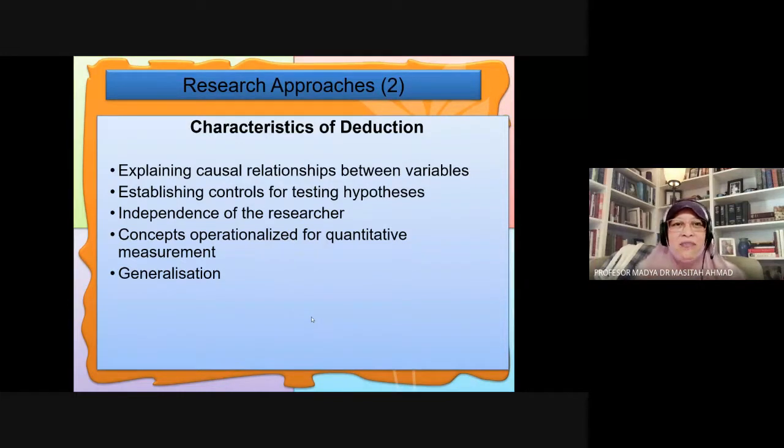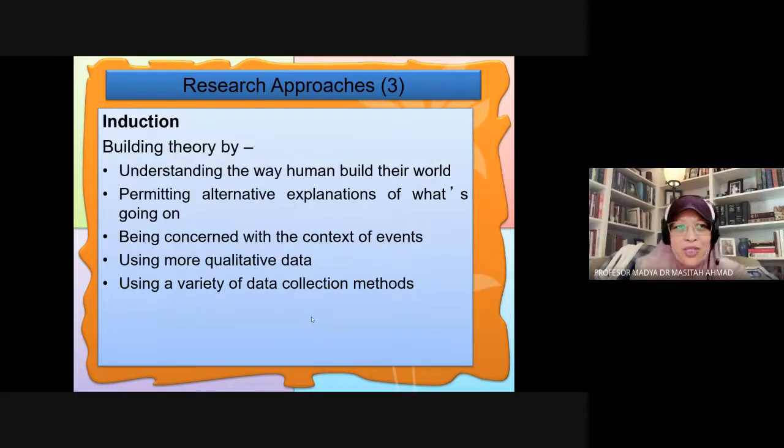Okay, the characteristics of deduction also include explaining causal relationships between the variables, establishing control for testing hypotheses, independence of the researcher, concepts operationalized for quantitative measurements, and also generalization. So these are also the characteristics that you can use when you are trying to use deduction in your research approach. Okay. Oh, we still have another one. Oh, we have a few things. Okay. Induction. So this is another research approach, number 3, continuing from the first and second approaches.